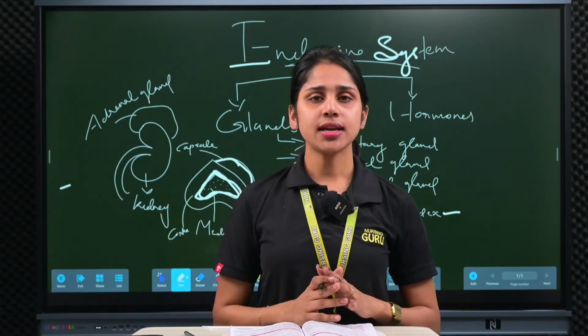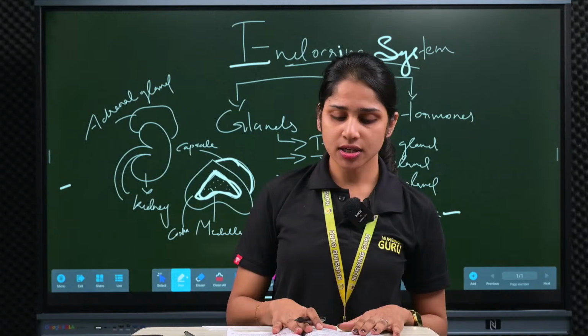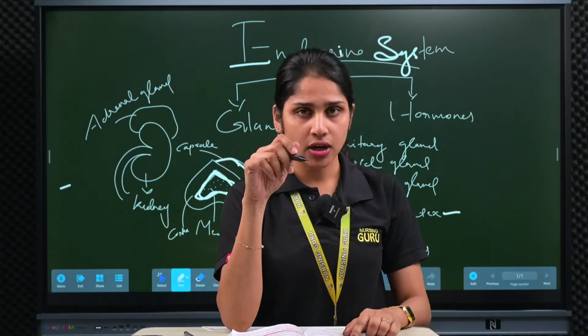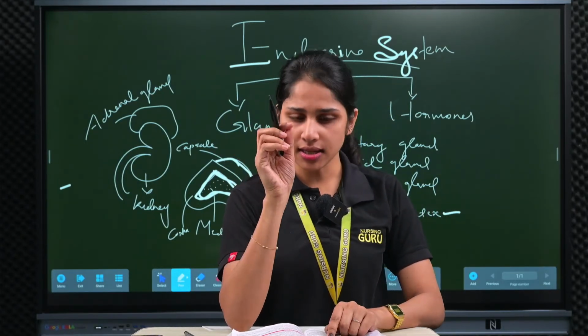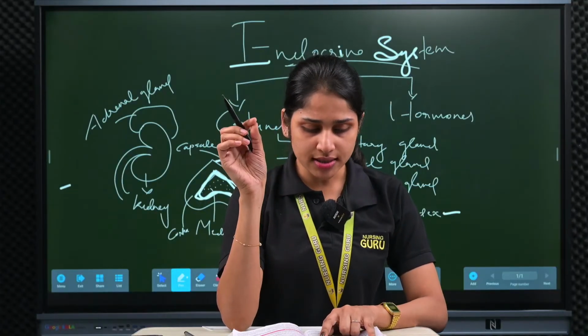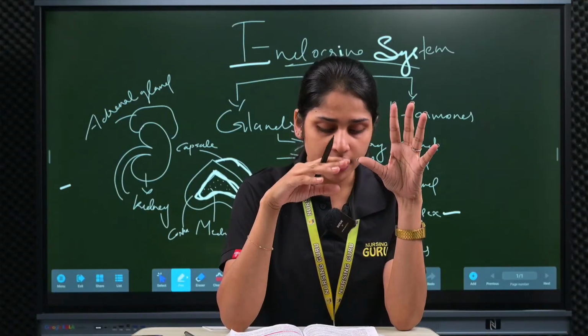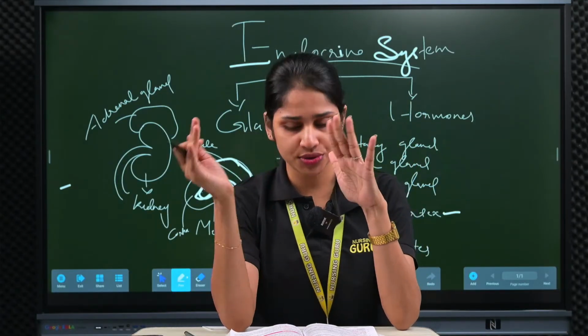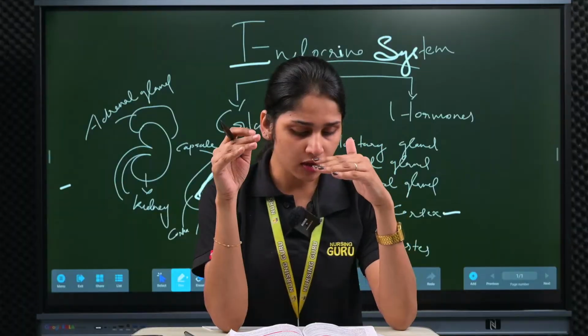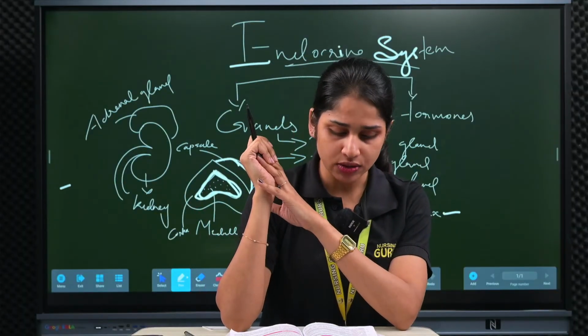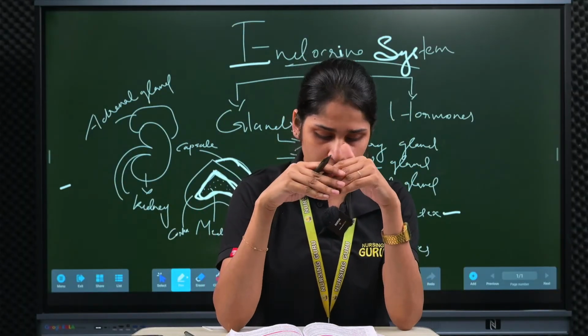Next is the structure of the ovary. The outer side of the ovary is covered by a thin epithelium which encloses the ovarian stroma. This stroma is divided into two zones, that is the peripheral cortex and the inner medulla. So, that is the structure of the ovary.